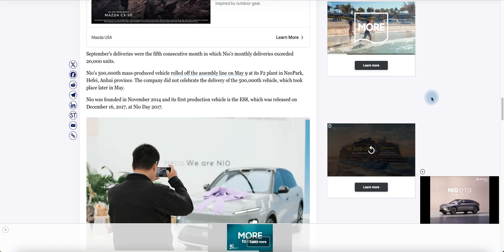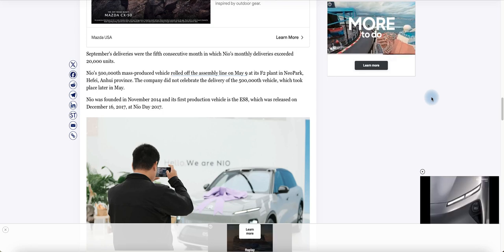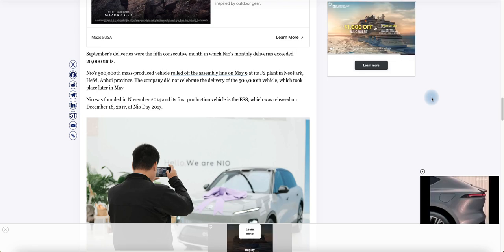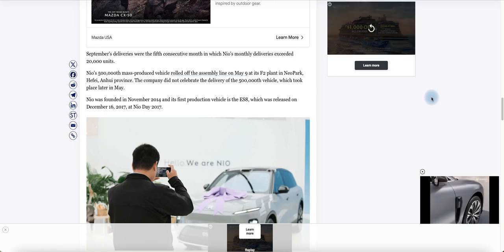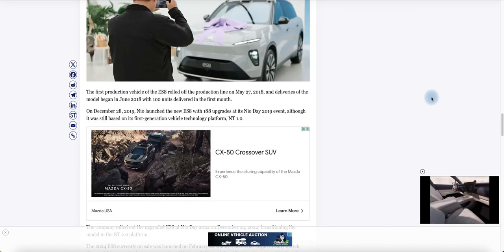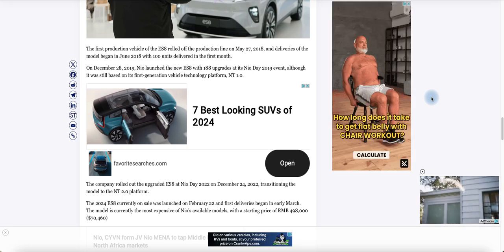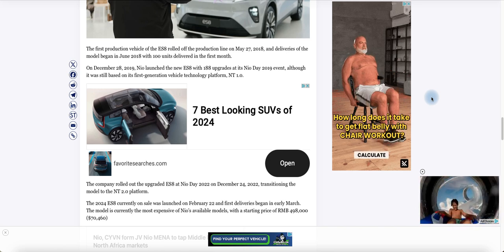The company did not celebrate the delivery of the 500,000th vehicle, which took place later in May. Nio was founded in November 2014, and its first production vehicle was the ES8, which was released on December 16th, 2017, on Nio Day in 2017. On December 28, 2019, Nio launched its new ES8 with upgrades at its Nio Day 2019 event, although it was still based on its first generation vehicle technology platform, NT1.0.